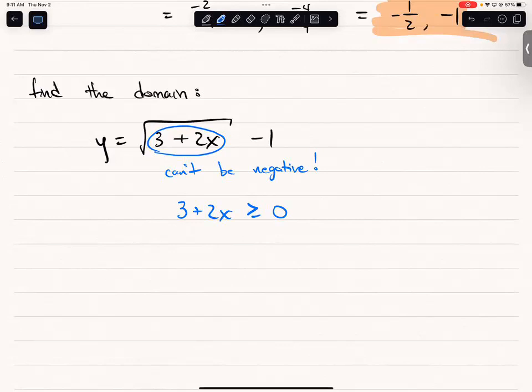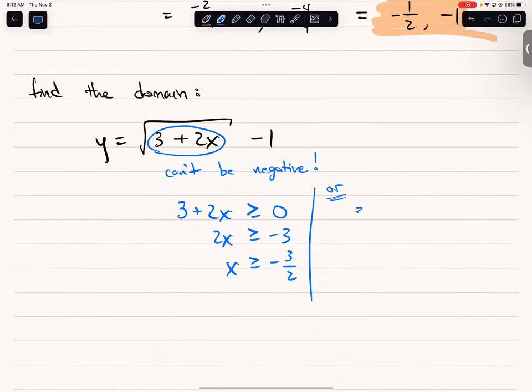So I want it to be greater than or equal to 0. Basically solving that inequality, you can do it directly. It's a linear thing. You could solve the equation and then test, whatever version works best for you. If I subtract 3 here and then divide by 2, I get that x has to be bigger than or equal to -3/2.